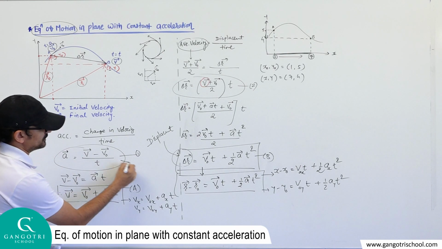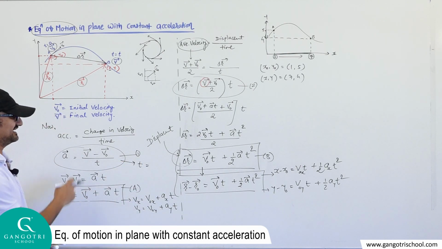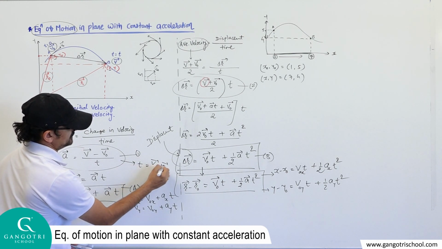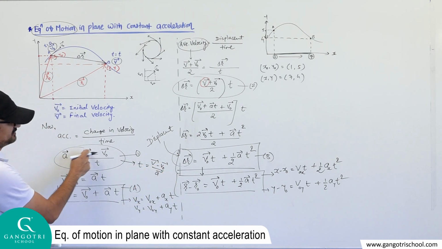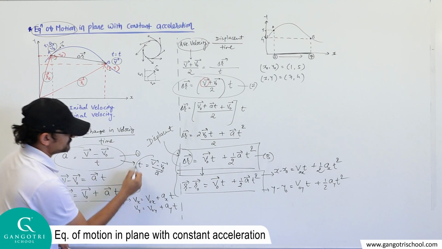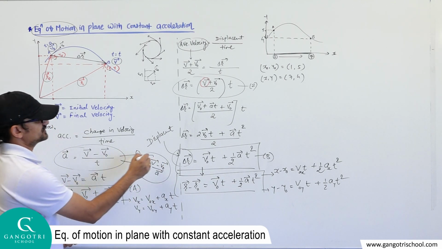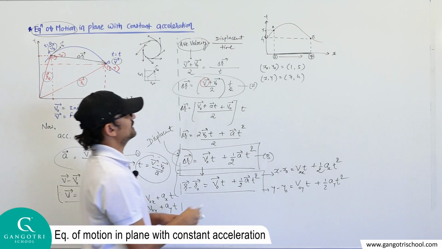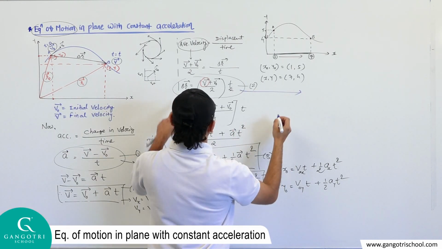From equation number 1, t is equal to what? Make it the subject. t is equal to (v minus v0) upon a. Now let's substitute this value of t into equation number 2. So now equation number 2 can be written in this way.